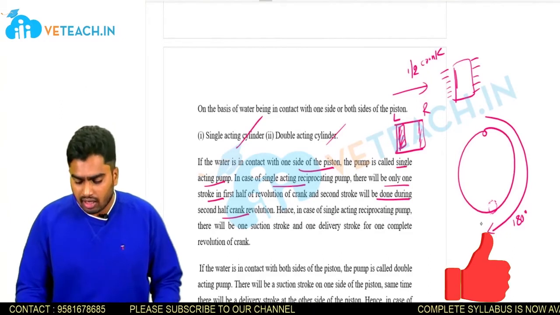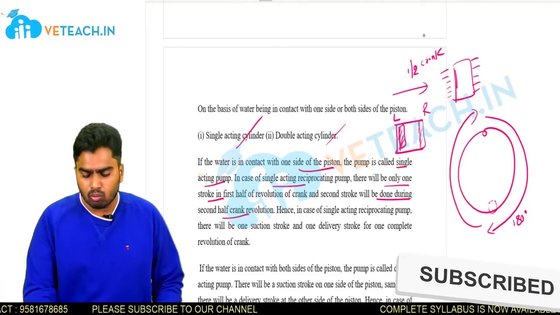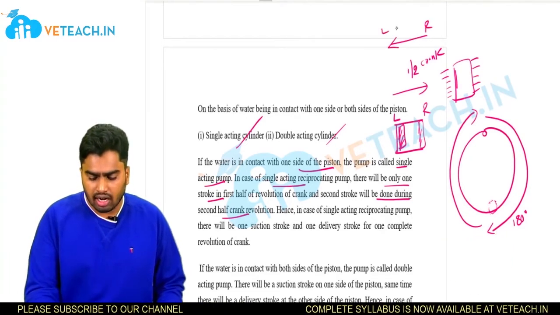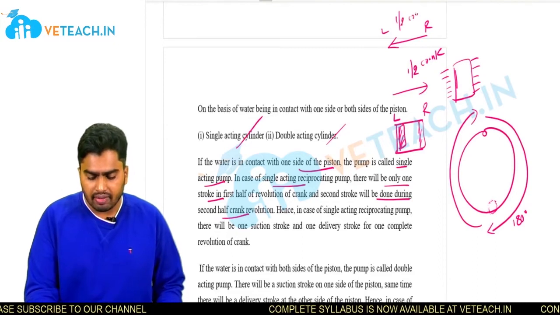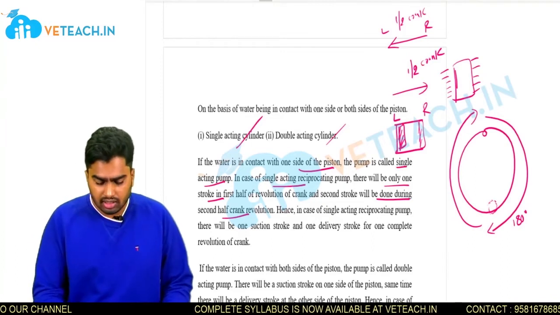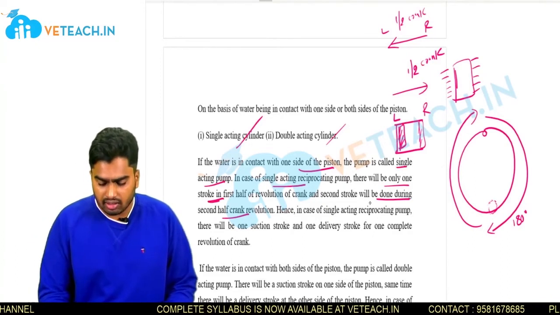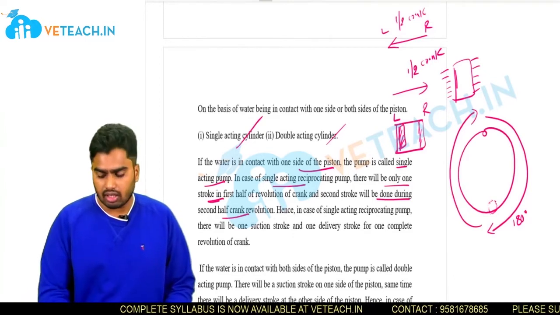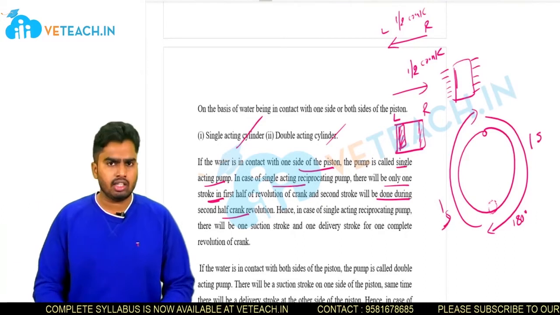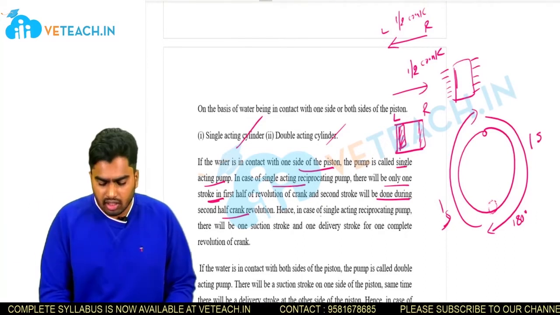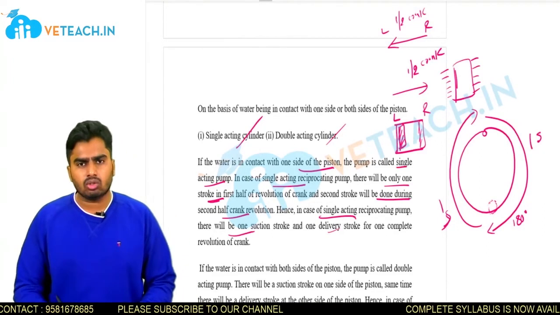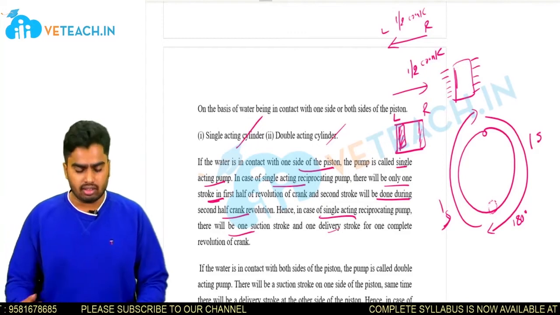And what will happen in another 180 degrees rotation? Again the piston will move from the most right side to the most left side. It will move from right to left. Another half revolution of the crank will take place here, and this is generally your delivery stroke. So what he is going to say is there will be one stroke in half revolution of the crank and another second stroke in another half revolution of the crank. So for the first half one stroke and for the second half one stroke, right. It will happen in a single acting reciprocating pump. Hence in case of a single acting reciprocating pump, there will be one suction stroke and one delivery stroke for one complete revolution of the crank, right.